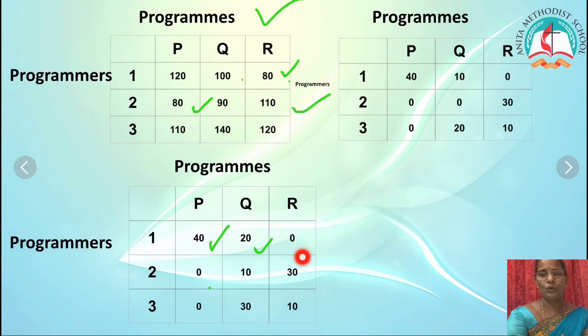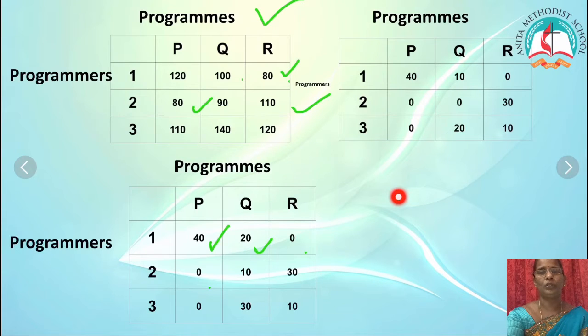Now I have done it row wise. Similarly, I have to do it column wise because I don't have a 0 in the second column. In the first column I have 0, in the third column I have 0, but in the second column I do not have. So what is the column minimum? It is 10. So I subtract: 20 minus 10 is 10, 10 minus 10 is 0, 30 minus 10 is 20. So I have zeros in rows as well as columns.